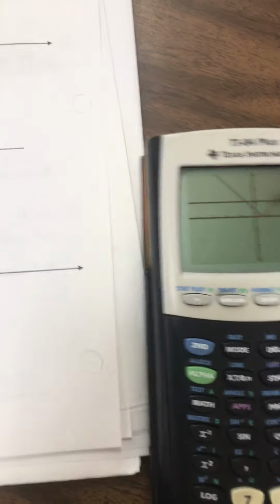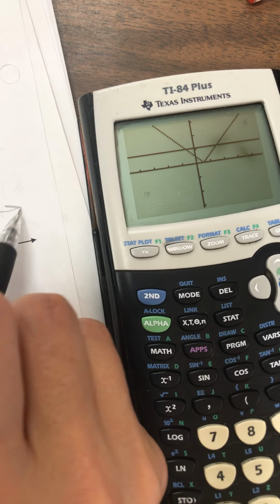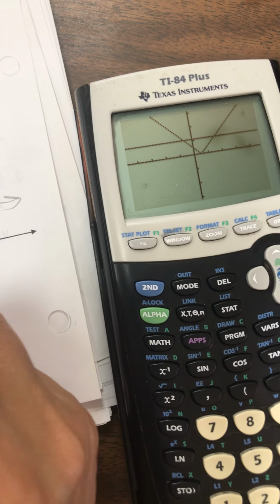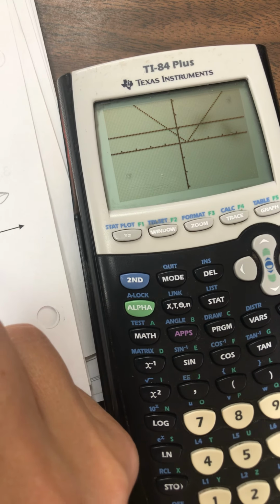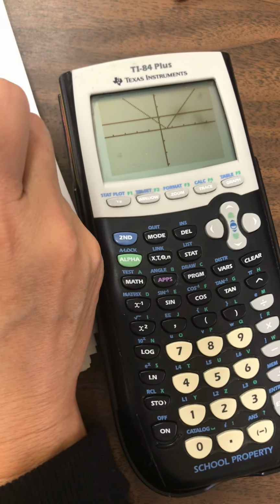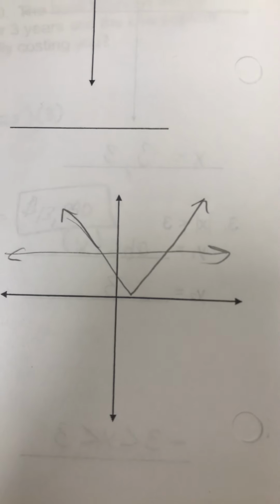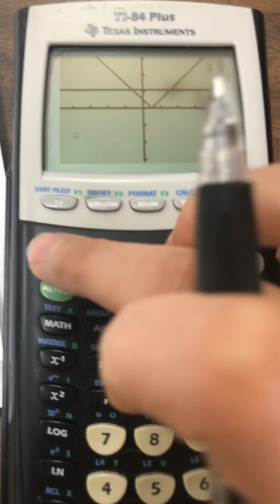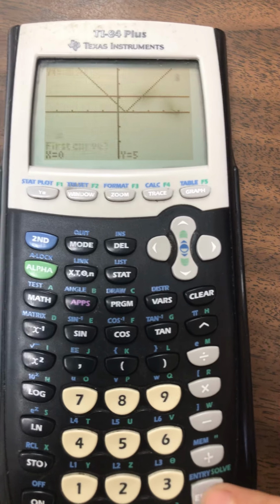Okay, so look here. Let's draw it out. You're going to have your line, maybe your 11 is going over, and then it looks like this, and then this. Something like that. Okay. So now we need to find the points where it intersects. Second calc, you're going to go down to intersect, hit enter.